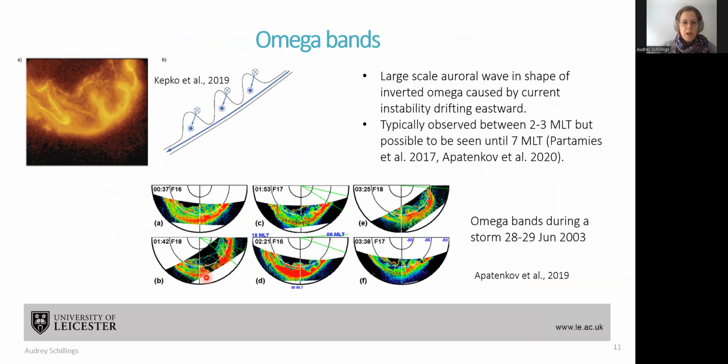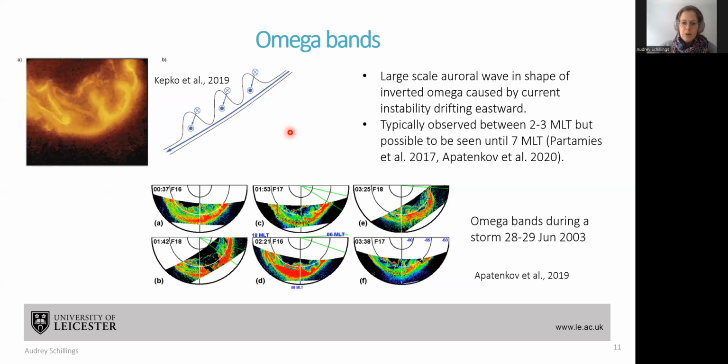The other phenomenon that we think is probably related to the spikes is the omega bands. So what are the omega bands? Those are basically current instabilities that are drifting towards the east. In this schematic, all of these represent the field line current, and this one represents the westward electrojet. This structure is drifting in the opposite direction, so towards the east. It's called omega band because it has the shape of an inverted omega.